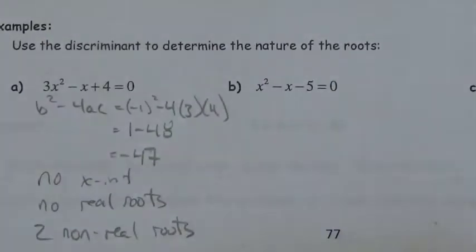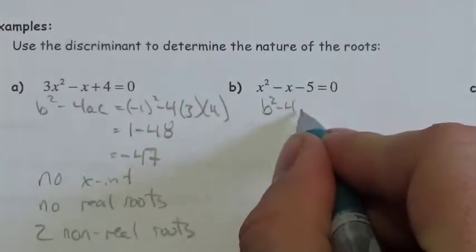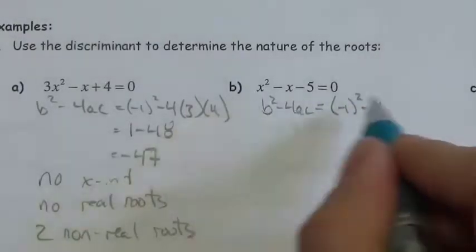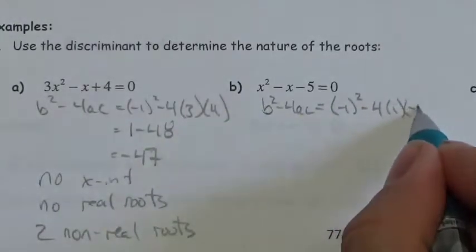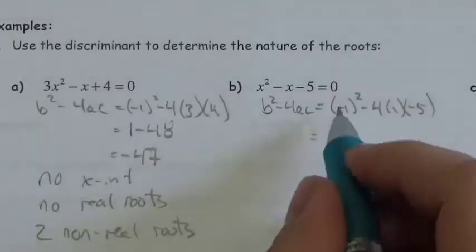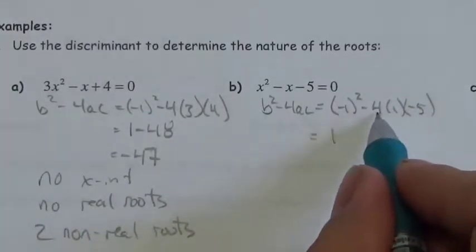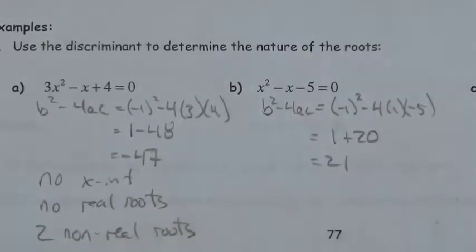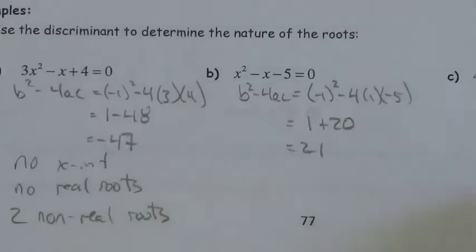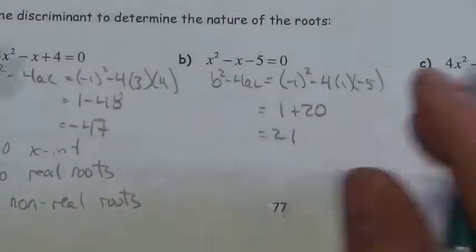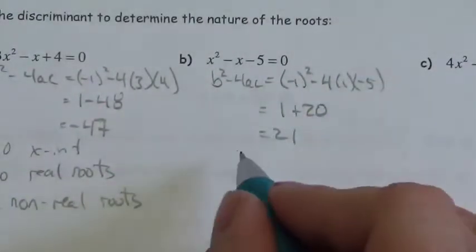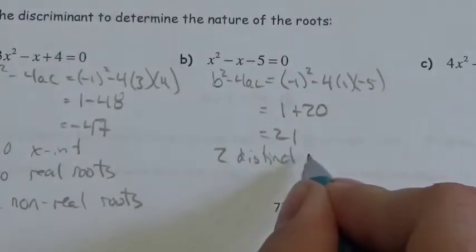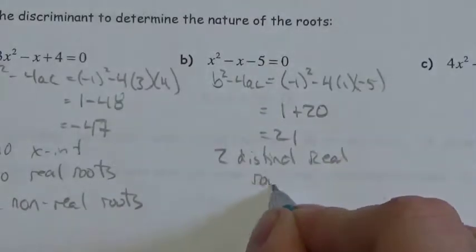Over here, our discriminant, our b squared minus 4ac, is going to equal, again, negative 1 squared minus 4 times 1 times negative 5. Negative 1 squared will be 1. Negative 4 times 1 is negative 4, times negative 5 will be 20. So 21. Now that's a positive number, so that means that I could take the square root of that. So I'm going to get two distinct real roots.